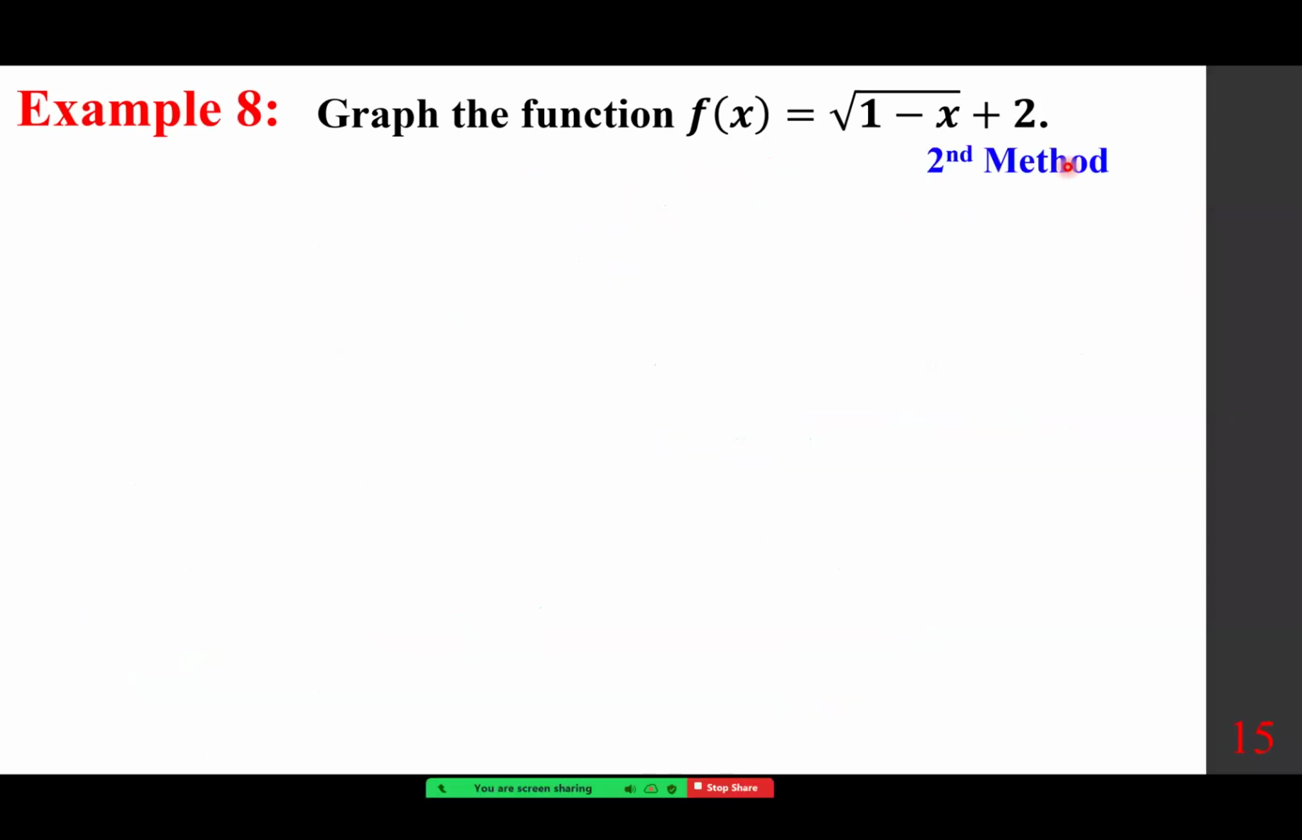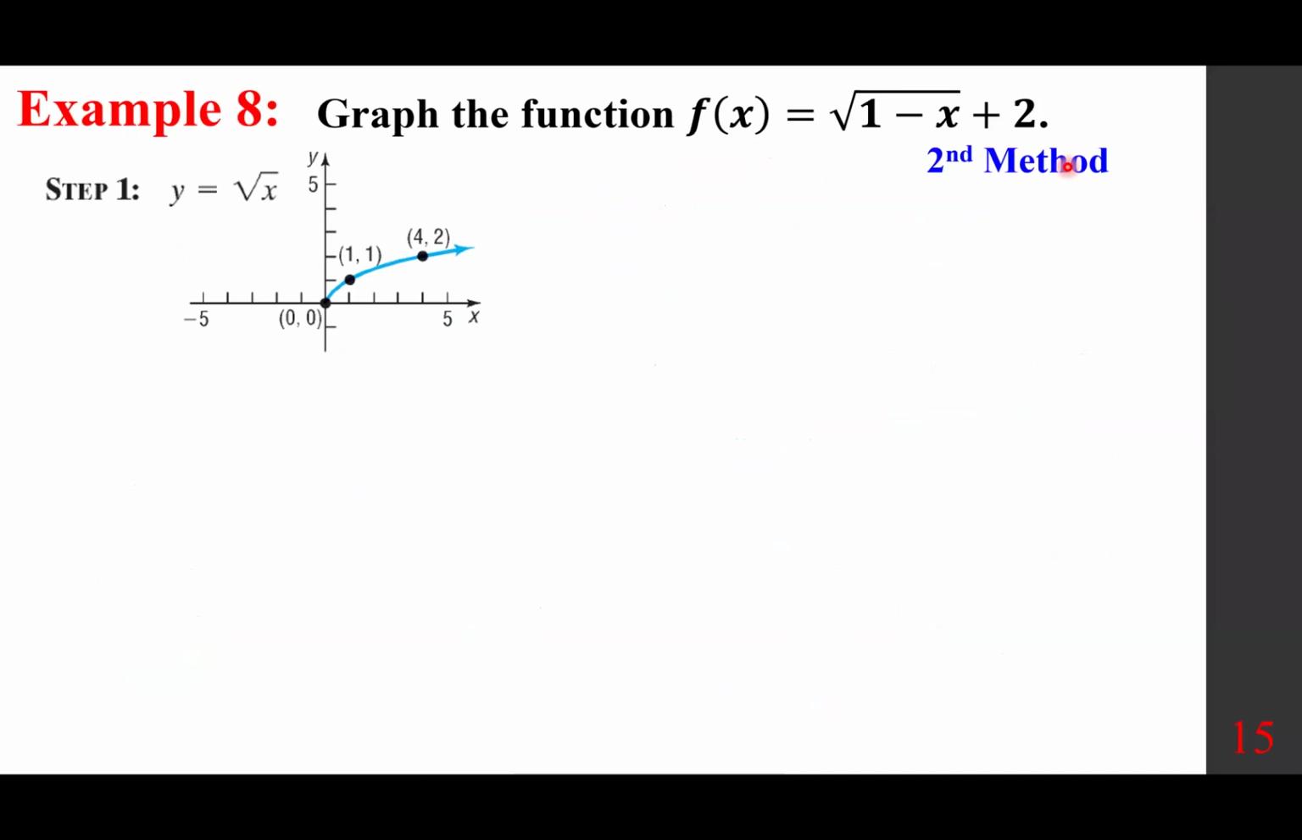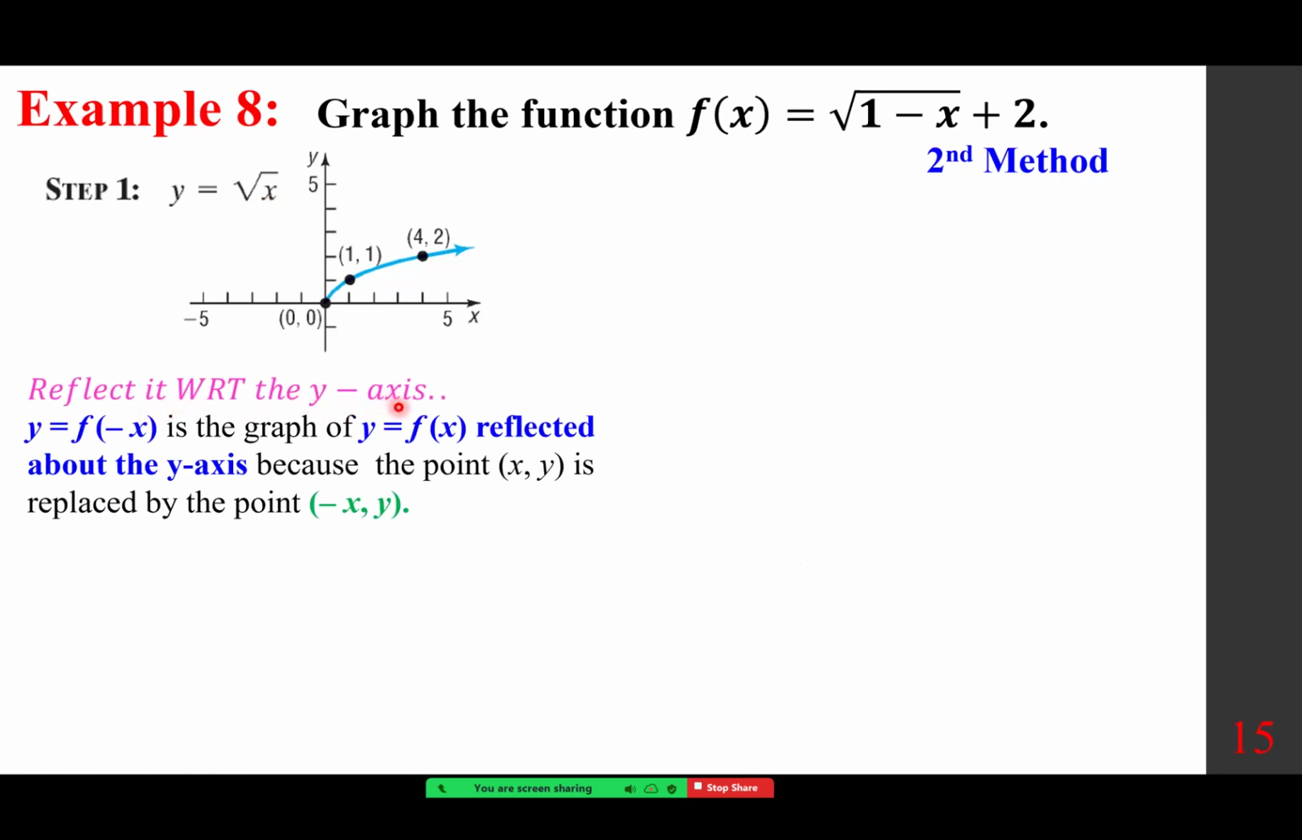I like to look at the same question with a slightly different second method. So we start with y equals square root of x. In case you want to take a different approach, it is possible, and it may not be the case for all transformations. Some of them you can, some of them you cannot. So we start with the same basic function y equals square root of x, reflected with respect to the y-axis. So y equals f of minus x is the graph of y equals f of x reflected about the y-axis, because the point x comma y is replaced by the point minus x comma y. So reflect.